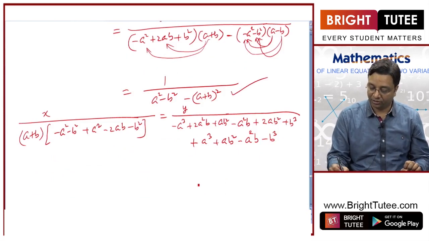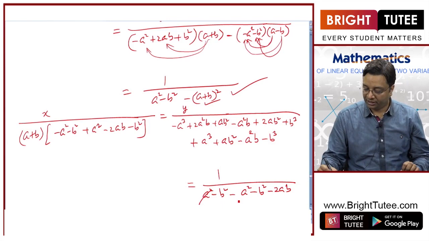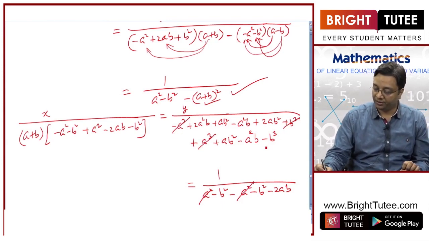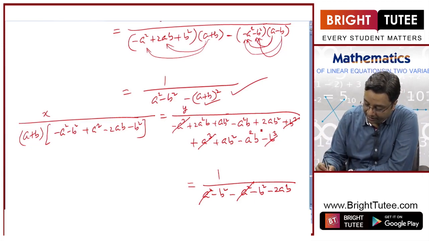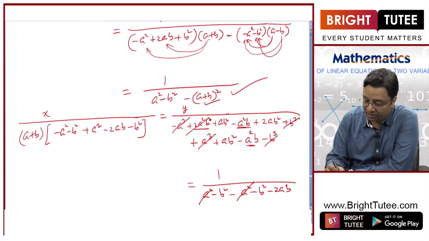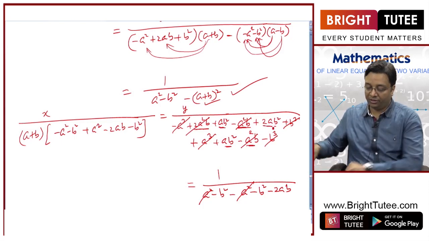Let us simplify this also. 1 divided by a square minus b square, this can be written as minus a square minus b square minus 2ab. Okay. So a square can be cancelled here, a cube cancelled here, b cube can be cancelled, a square b minus a square b is minus 2a square b, and this is plus 2a square b. So this can also be cancelled. We are left with ab square and 2ab square, so 4ab square.